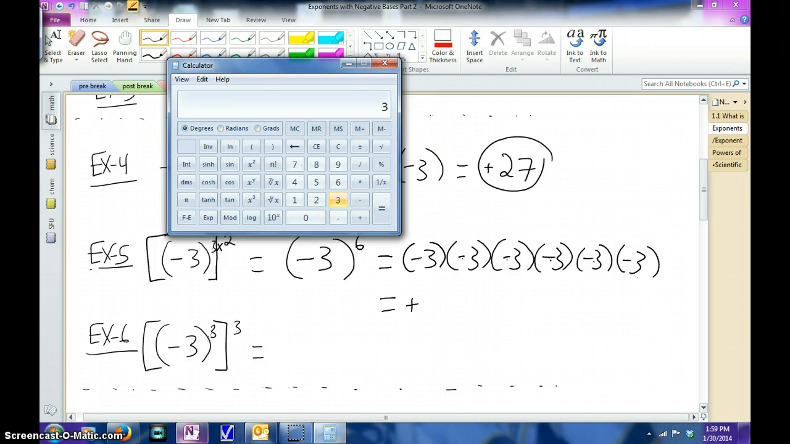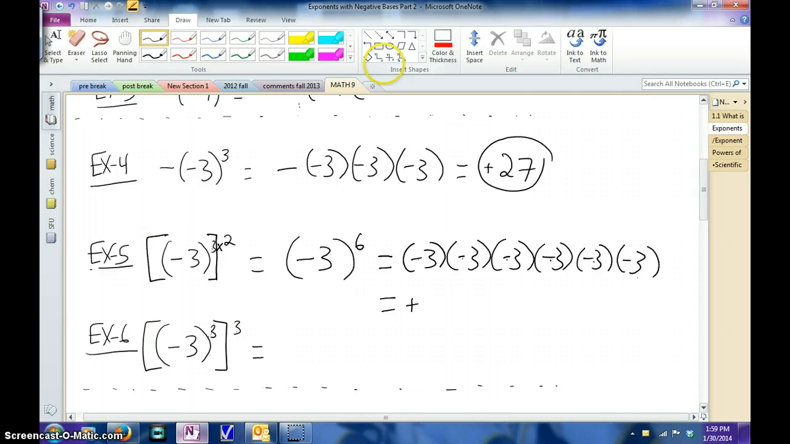Instead of pressing times, times, times over and over again, you hit this button here, the x to the y button, which your computer calculator should have, or your regular calculator may have as well. It may show something else on a regular calculator. You hit that. That means 3 to the power something, and the something is 6. So we punch in 3 to the power 6, and you get 729. So the answer is 729.